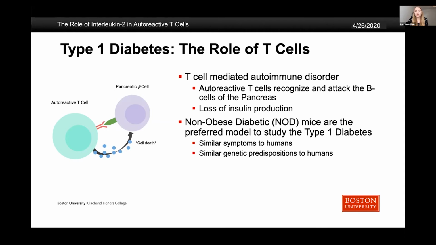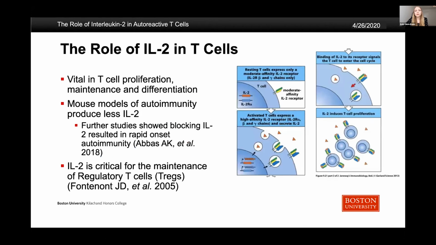And in order to study this disease in the lab, the preferred model is the non-obese diabetic mouse, or the NOD mouse. And really, this is the preferred model because these mice have very similar symptoms to humans. The way that their disease progresses is very similar to humans, and they also have similar genetic predispositions to the disease as well.